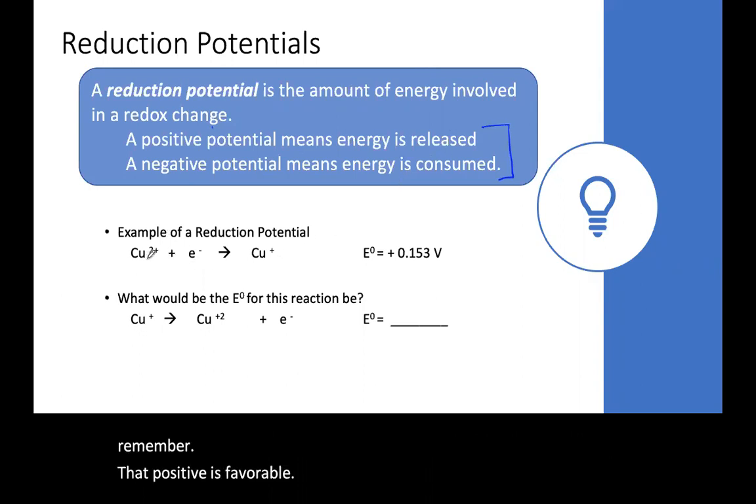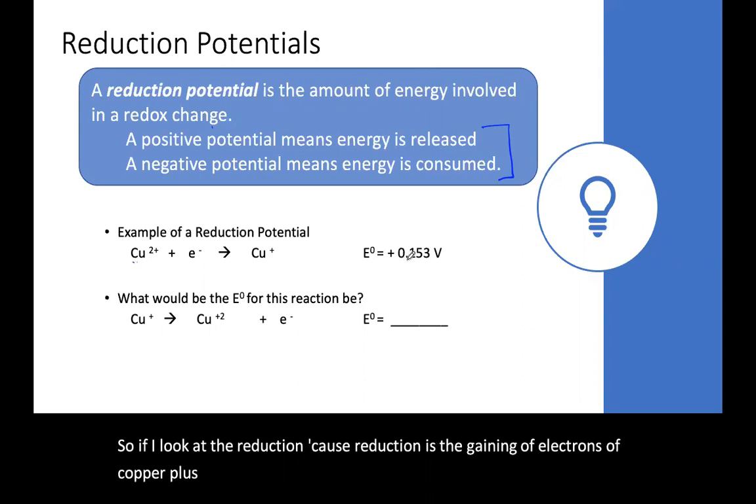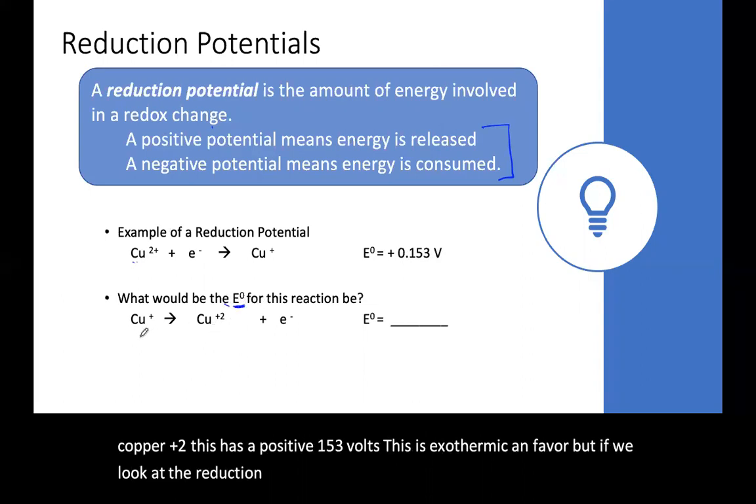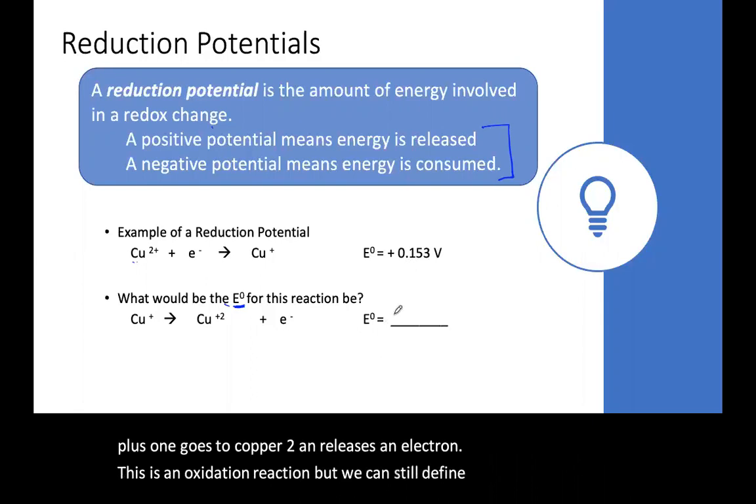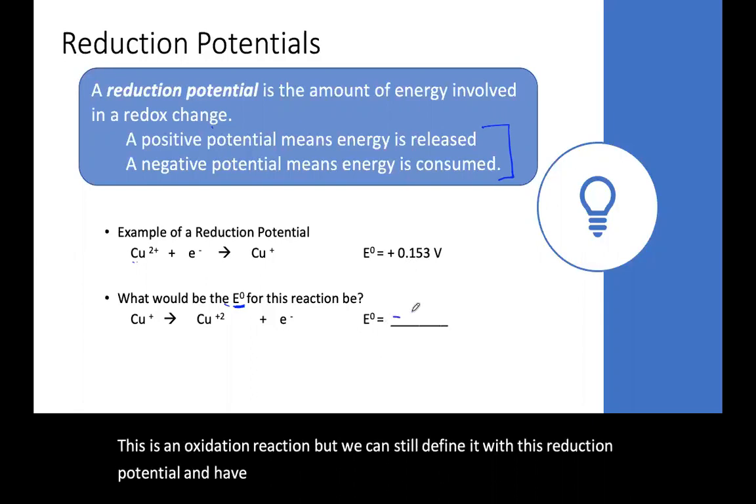So if I look at the reduction, because reduction is the gaining of electrons, of copper plus 2, this has a positive 0.153 volts. So this is exothermic and favored. But if we look at the reduction potential for the reverse reaction, where copper plus 1 goes to copper 2 and releases an electron, this is an oxidation reaction, but we can still define it with this reduction potential, and it has the same potential, but negative 0.153.